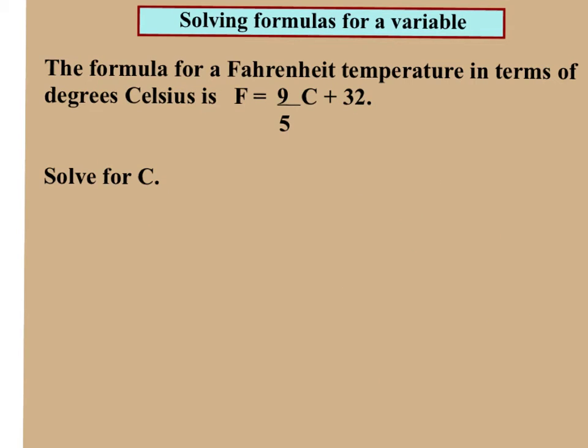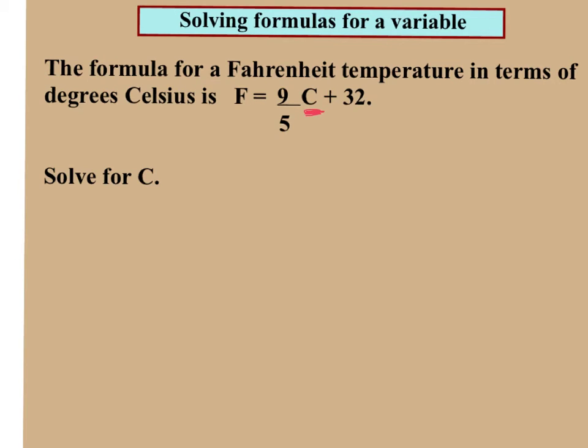Alright, this is a very common use for this skill. Is you have a formula and you want to use the formula to find something other than what it's written for. A good example is the formula for Fahrenheit temperature in terms of degrees Celsius. So here's Fahrenheit. If you know what your Celsius temperature is, you can multiply it to 9/5, add 32, and you'll get your Fahrenheit temperature. Well, they want you to solve for C. They want you to get C by itself so that you can use this formula the other way to find Celsius instead of Fahrenheit. So, let's follow our steps.